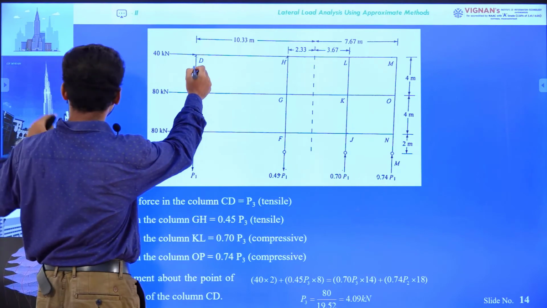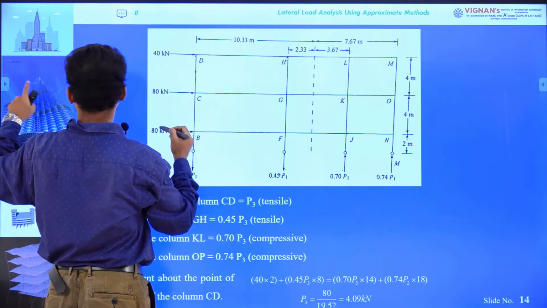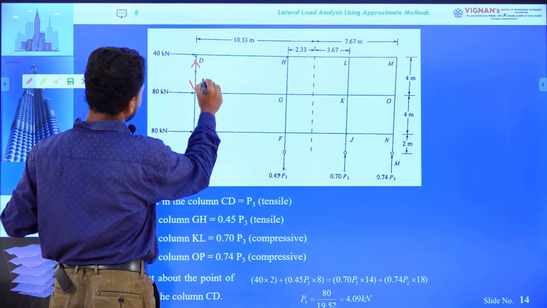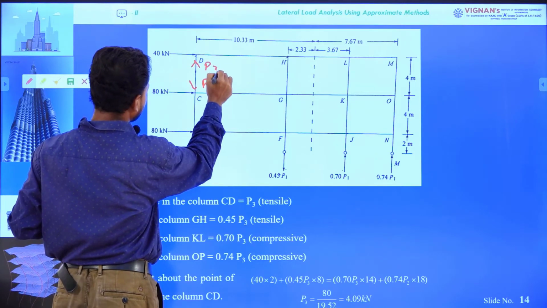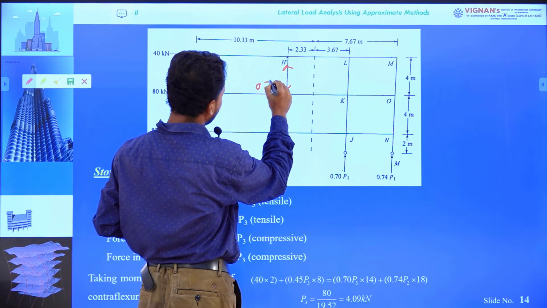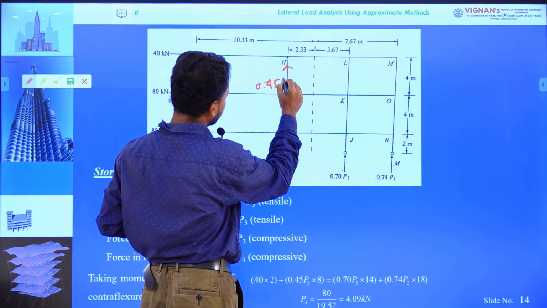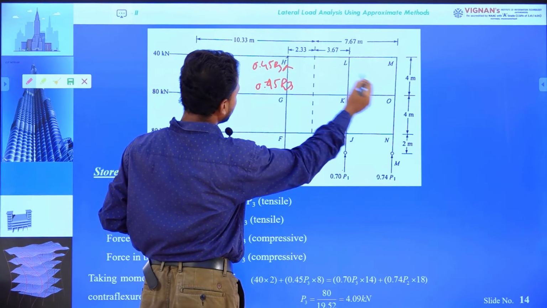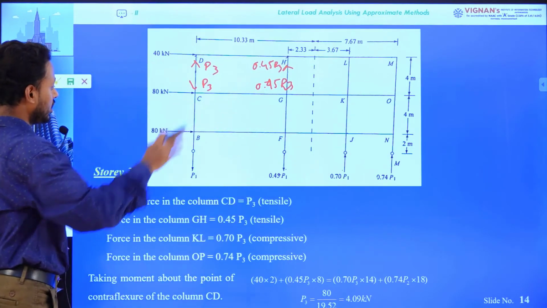Similarly, if we consider story 3, we have the forces that I wrote in the previous slide. In this story, what forces will be there? It will be P3, 0.45 P3, 0.45 P3. So in this way you can write all the remaining forces.